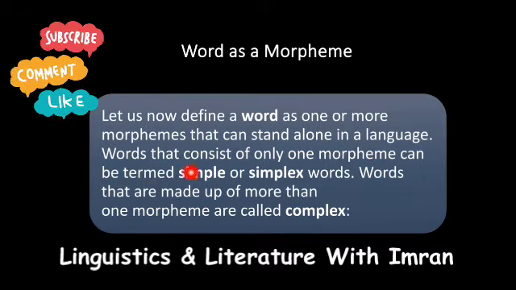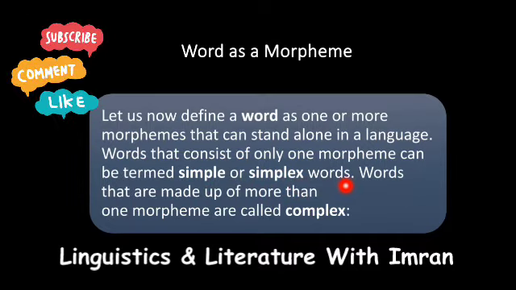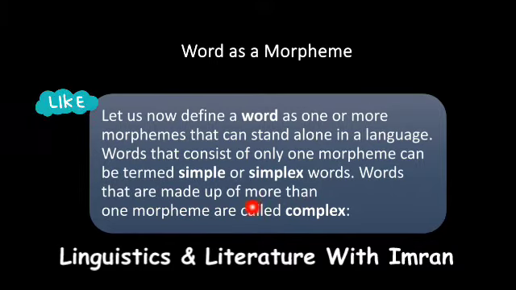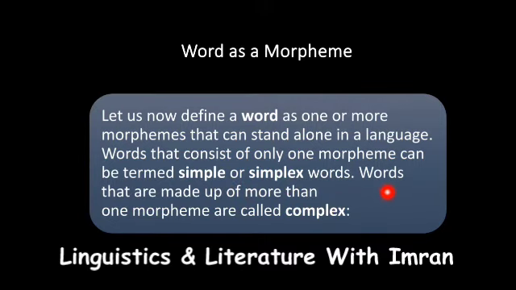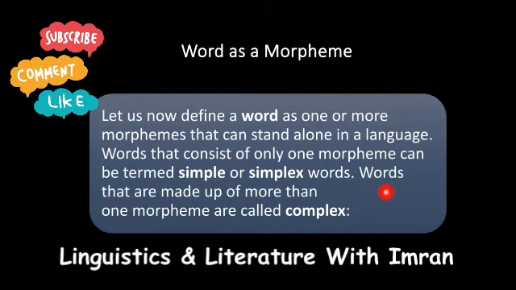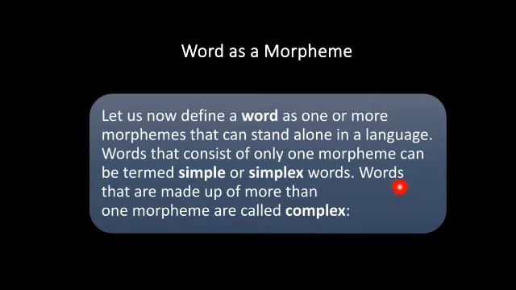So words that consist of only one morpheme can be termed simple or simplex words. Words that are made of more than one morpheme are called complex. On the next slide we will discuss simple words and complex words. Remember that a word can have one morpheme or it can have more than one morpheme. So that is an accurate definition of a word, right?